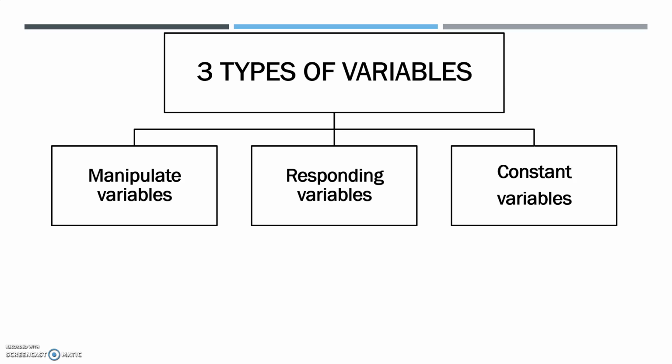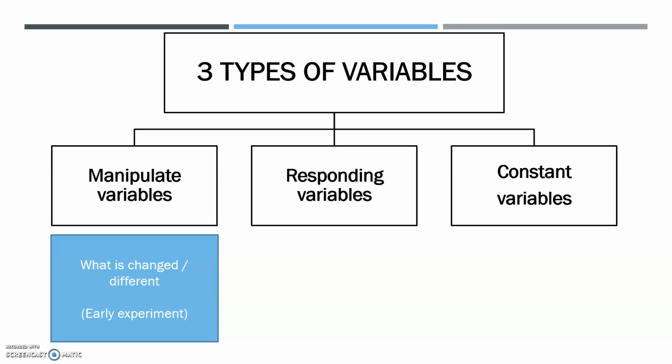The first one is manipulated variable. Apa yang dikatakan manipulated variable tu? Manipulated variable is what is changed or different. Apa saja benda yang berubah di dalam eksperimen ataupun yang berbeza di dalam eksperimen, we call it manipulated variable. Normally we determine it early in the experiment. Kita tentukan dia semasa awal eksperimen. Sebelum eksperimen bermula, kita dah tentukan dia.